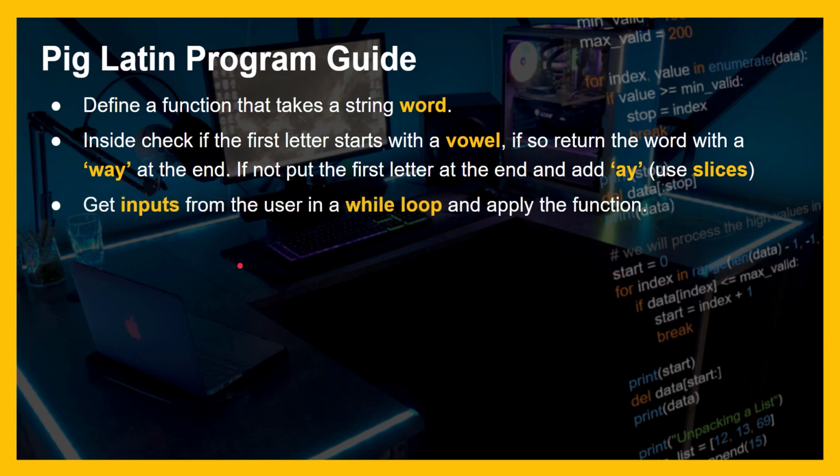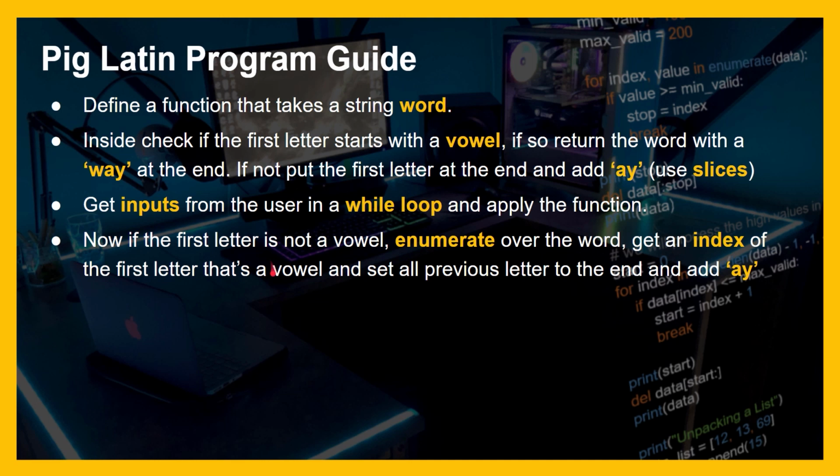Next, you'll need to get inputs from the user in a while loop and apply the function. So we want to keep asking the user for inputs every single time, not just a single word, just keep asking for a word and then return that word in Pig Latin. Now, if the first letter is not a vowel, I want you to enumerate over the word. And why are we doing this? This is going to be level 2, where we get the index of the first letter that's not a vowel and move all previous letters to the end and then add "ay". Now, if you remember, in the rules, the first level was to simply take the first letter that was not a vowel and put it at the end and then add an "ay".